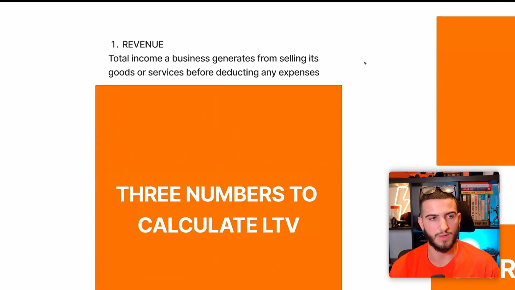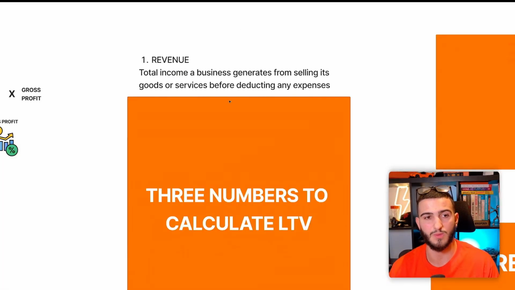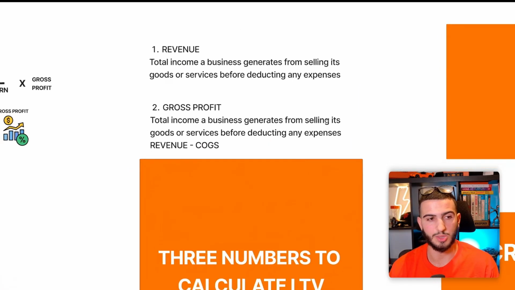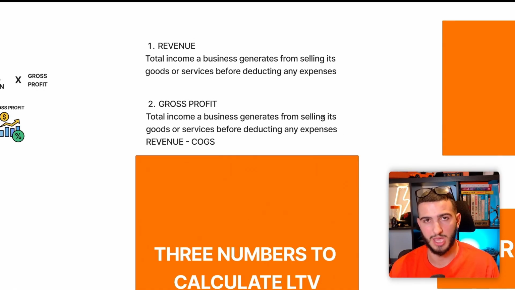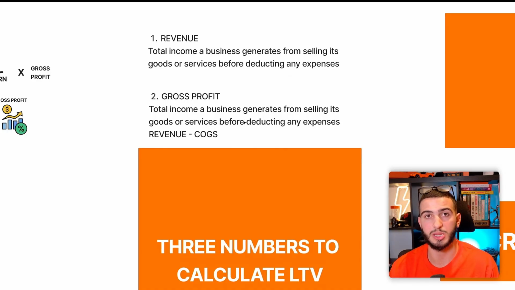First things first, we need our revenue. This is the total income a business generates from selling its goods or services before deducting any expenses. For example, if you sell a 5K retainer for your marketing services, then your revenue in this case will be 5K. This is revenue per client, guys. The next thing we need is gross profit. This is just the profit that you make from actually having a client. Let's say your revenue is 5K and it costs you 1K to deliver that client every single month, then your gross profit will be 4K. In this case, you don't want to count every single cost, just the cost of actually delivering that service.